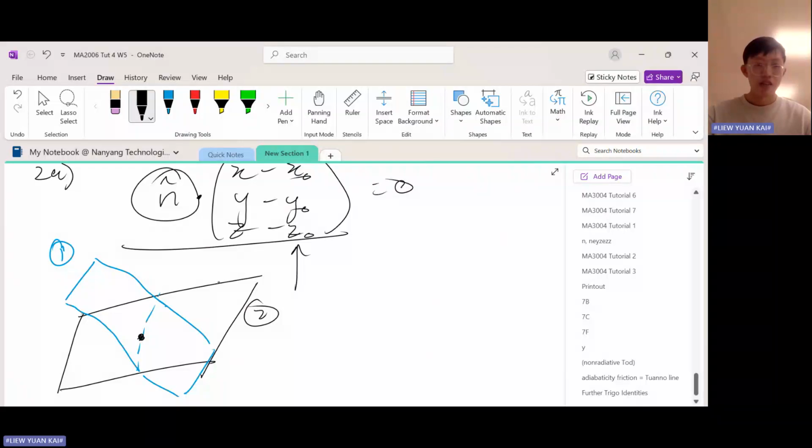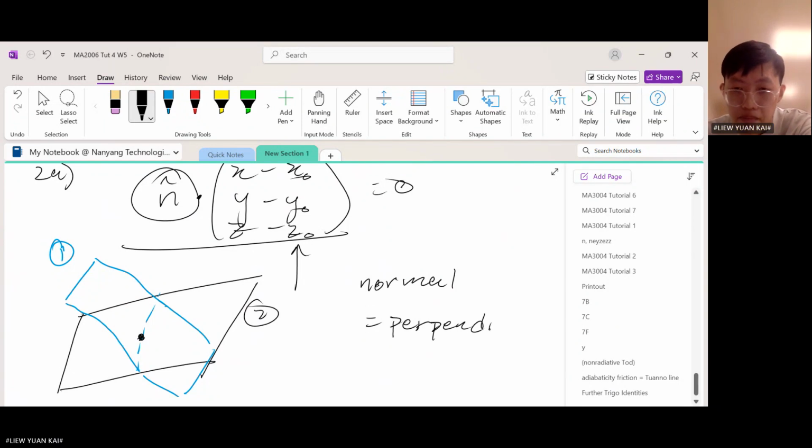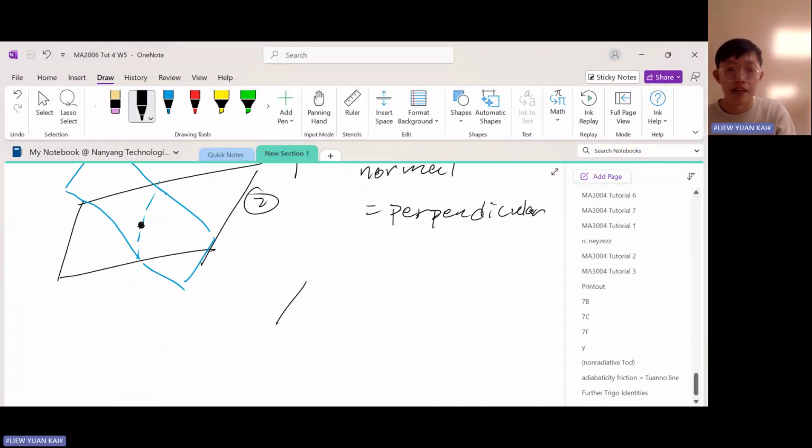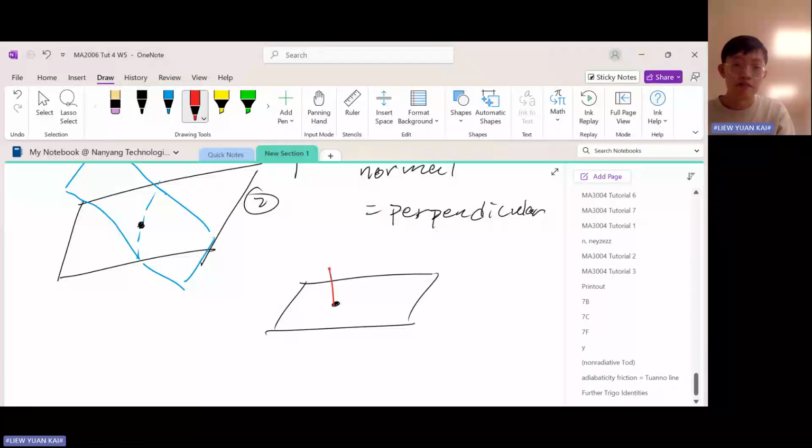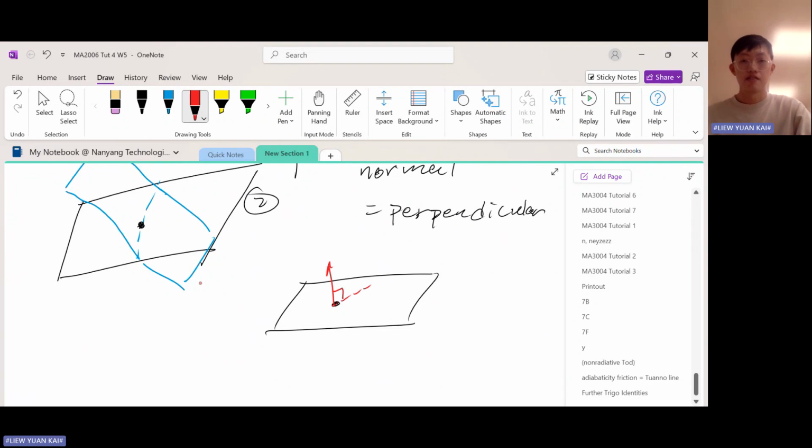So in order to control the orientation of the plane, you need a normal vector. Normal means perpendicular, 90 degrees. 90 degrees to what? 90 degrees to the plane. So a normal vector will look like this. If I give you a plane, a normal vector would be sticking out of the plane, 90 degrees to the surface of the plane. You understand? So this is the normal vector. It controls the direction, the orientation of the plane.